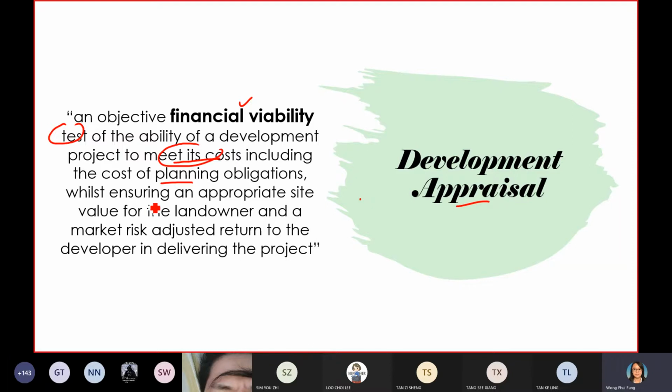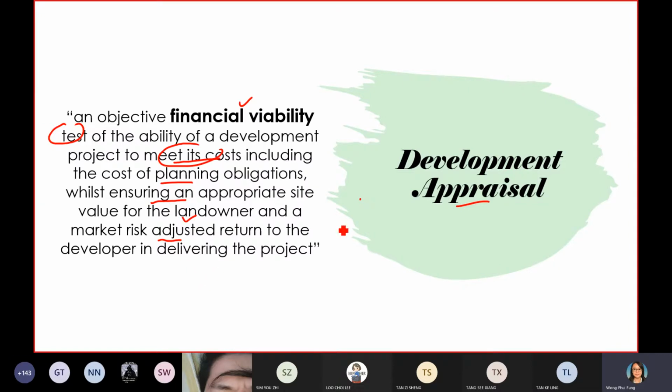while ensuring appropriate site value is available for the landowner, to ensure the project has a sufficient land value for the landowner, and also the risk-adjusted return to the developer in delivering the project.